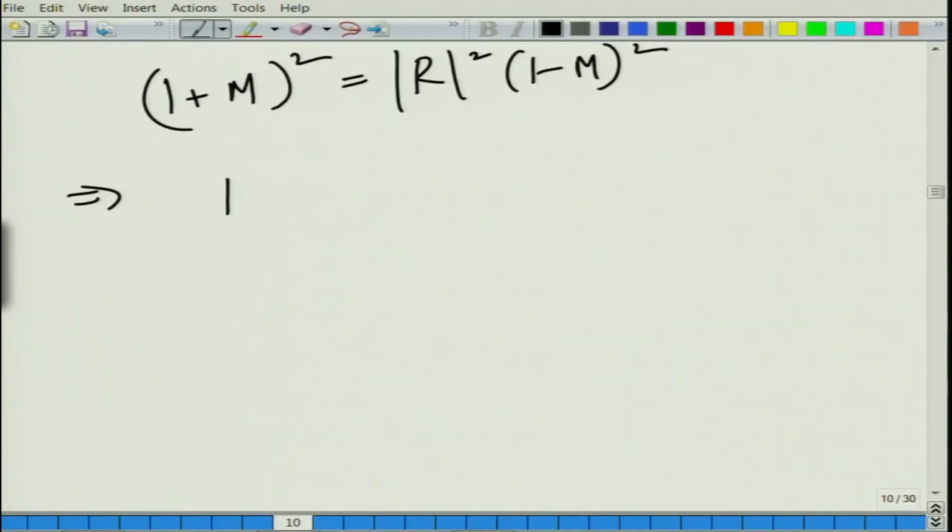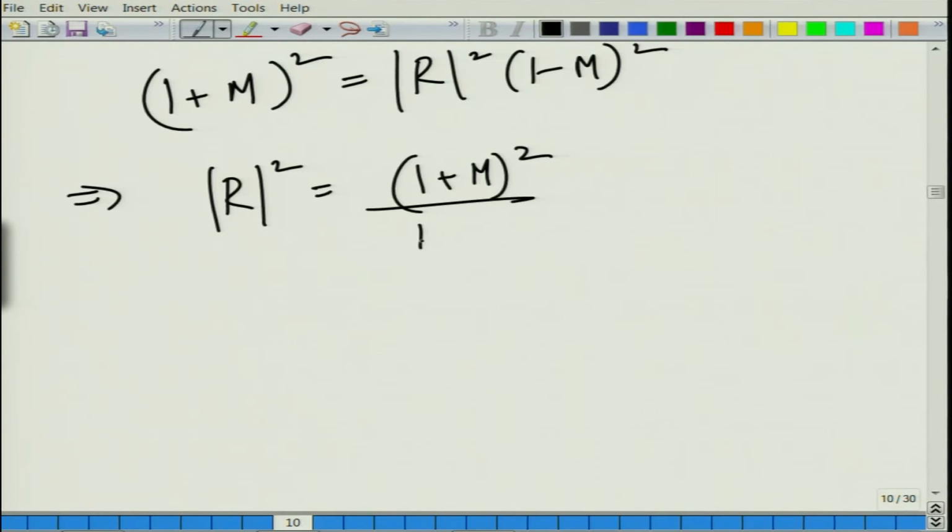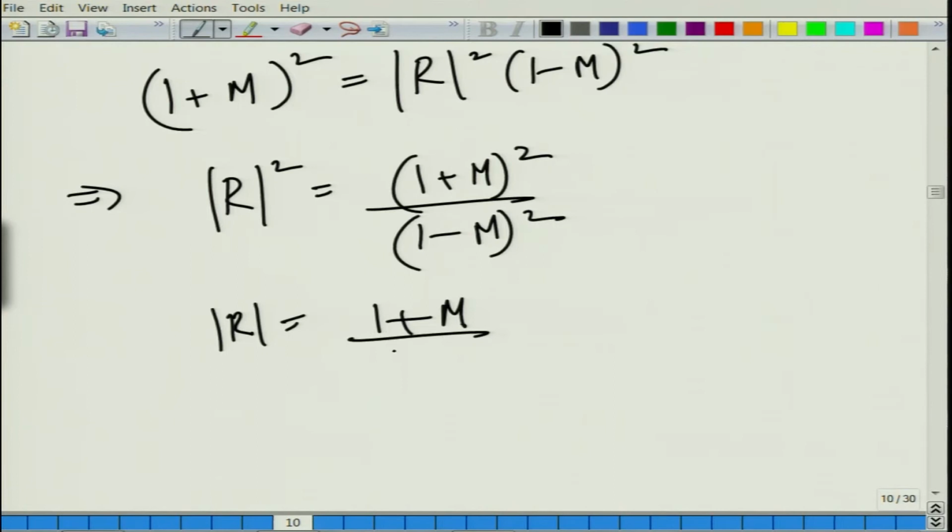So, under such a situation, mod r square is equal to (1 plus M) whole square divided by (1 minus M) whole square. So, basically this would mean r max is equal to (1 plus M) divided by (1 minus M), all right. So, this is your maximum reflection coefficient.